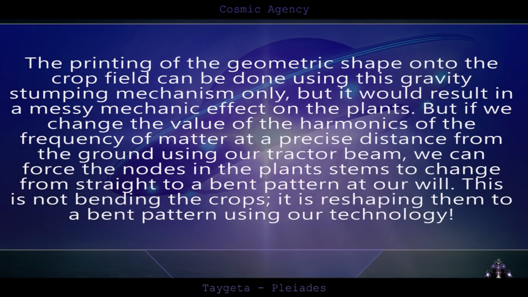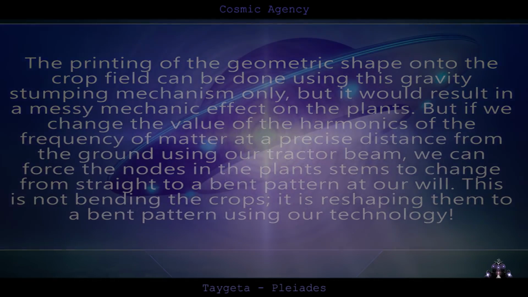The printing of the geometric shape onto the crop field can be done using this gravity stamping mechanism only, but it would result in a messy mechanical effect on the plants. But if we change the value of the harmonics of the frequency of matter at a precise distance from the ground, using our tractor beam, we can force the nodes in the plant stems to change from straight to a bent pattern at our will. This is not bending the crops. It is reshaping them to a bent pattern using our technology.